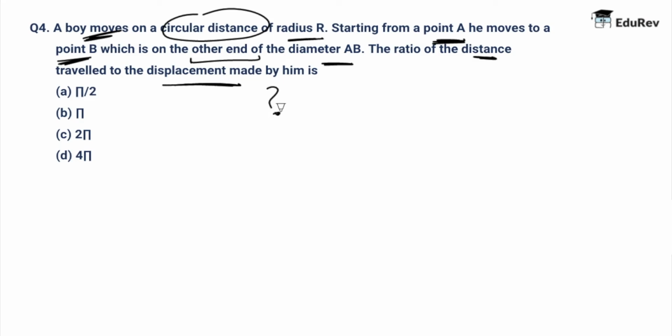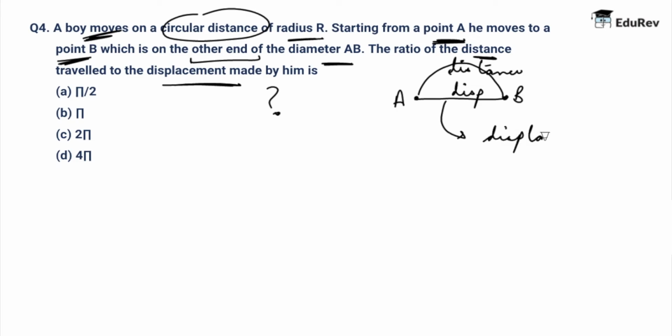Basically, this is point A and this is point B. Obviously this straight line is going to be the displacement, whereas the distance traveled is along the curve like this. So this is your distance, and this is your displacement.